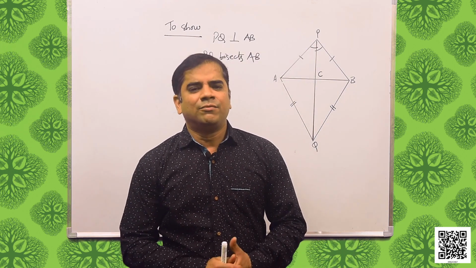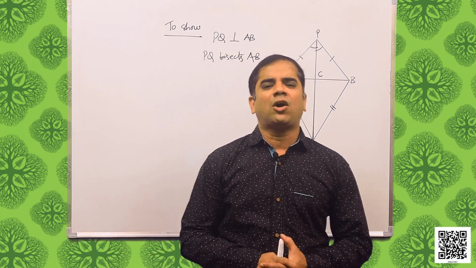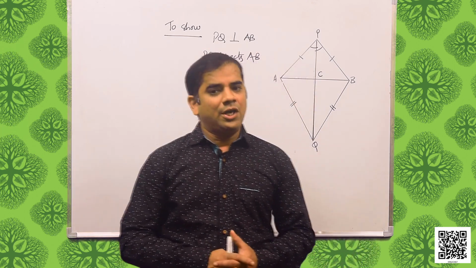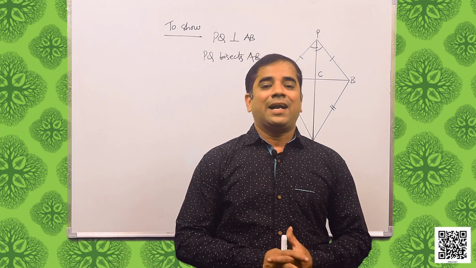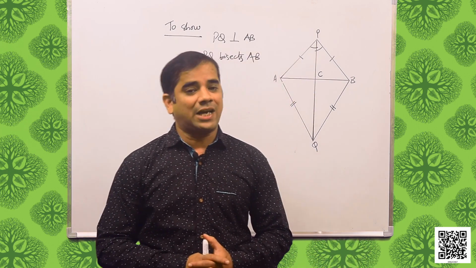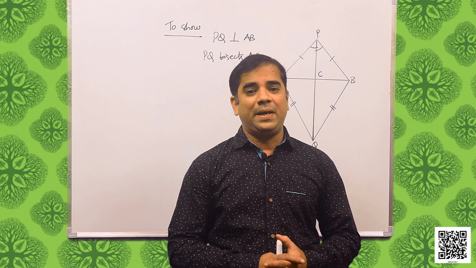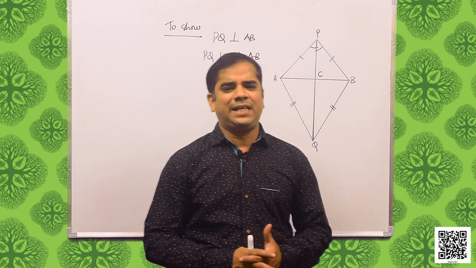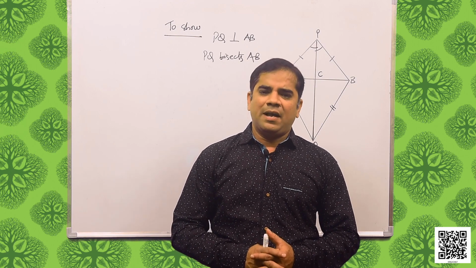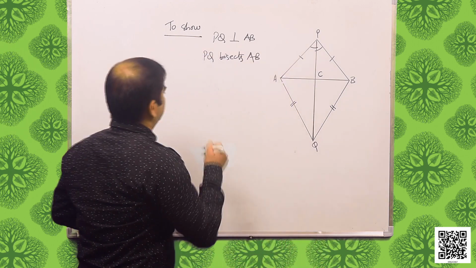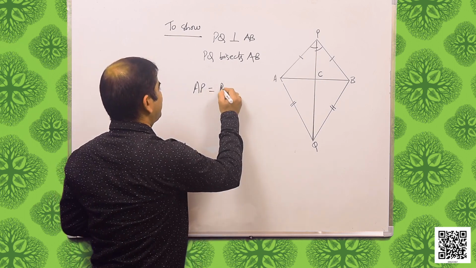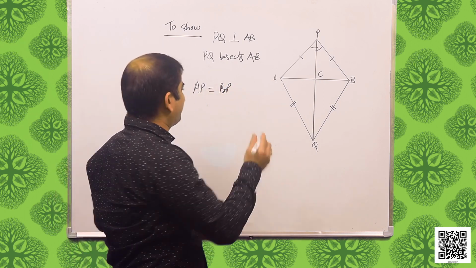So students, we can note that without showing the congruence of triangle PAQ and triangle PBQ, you cannot show that triangle PAC is congruent to triangle PBC, even though AP is equal to BP, PC is equal to PC, and angle PAC is equal to angle PBC. So in this case, what is happening? Let us see. AP is equal to BP. It is given.